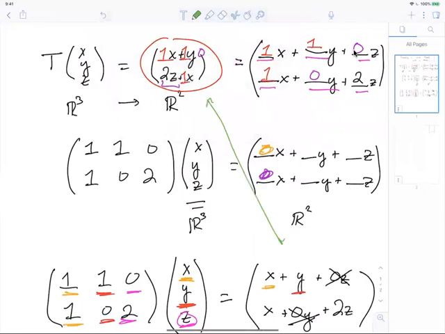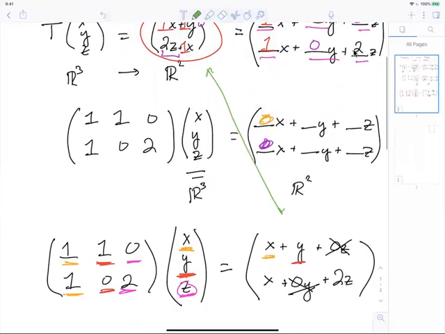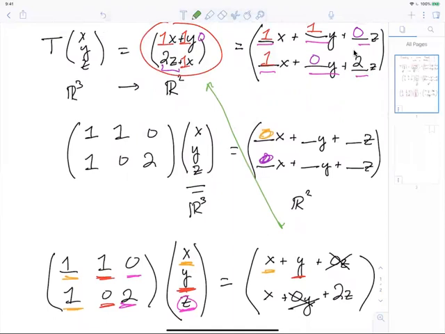So one way of encoding a transformation is just to strip off the coefficients in exactly the right way, keeping in mind that if something's missing, you replace it with a 0 in the matrix. You have to make sure the coefficients are in the same order as the inputs. Because I've formulated z as the third input, all the coefficients of z have to be in the third column. X is the first input, so all of the coefficients of x are in the first column, and so on. This is an easy way to encode a transformation.